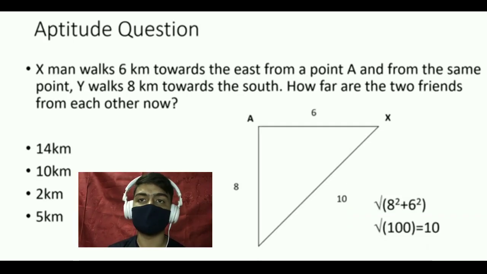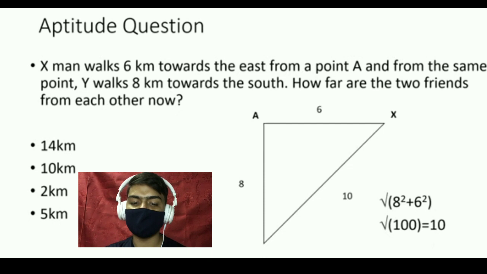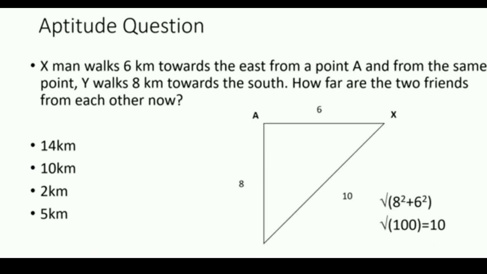Next question is an aptitude question. X man walks 6 km towards east from a point A, and from the same point Y walks 8 km towards south. So how far are two friends from each other now? As you can see from the diagram, X man walks 6 km towards the east from point A. Then from the same point Y walks 8 km towards south. By applying Pythagoras theorem, you will get the answer as 10. So the right answer is 10 km.